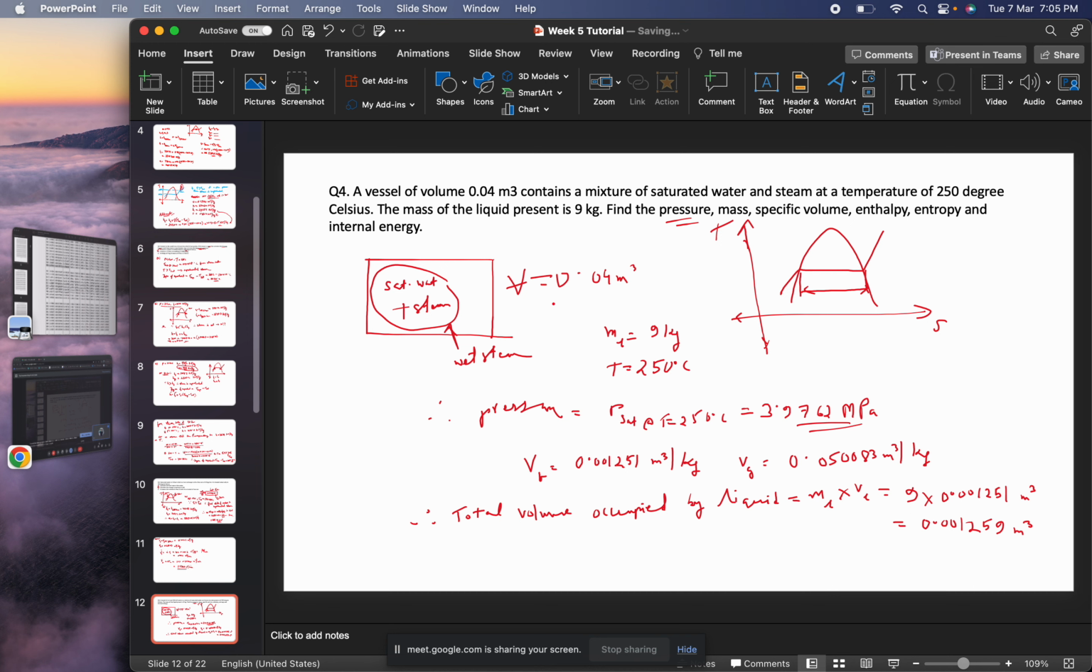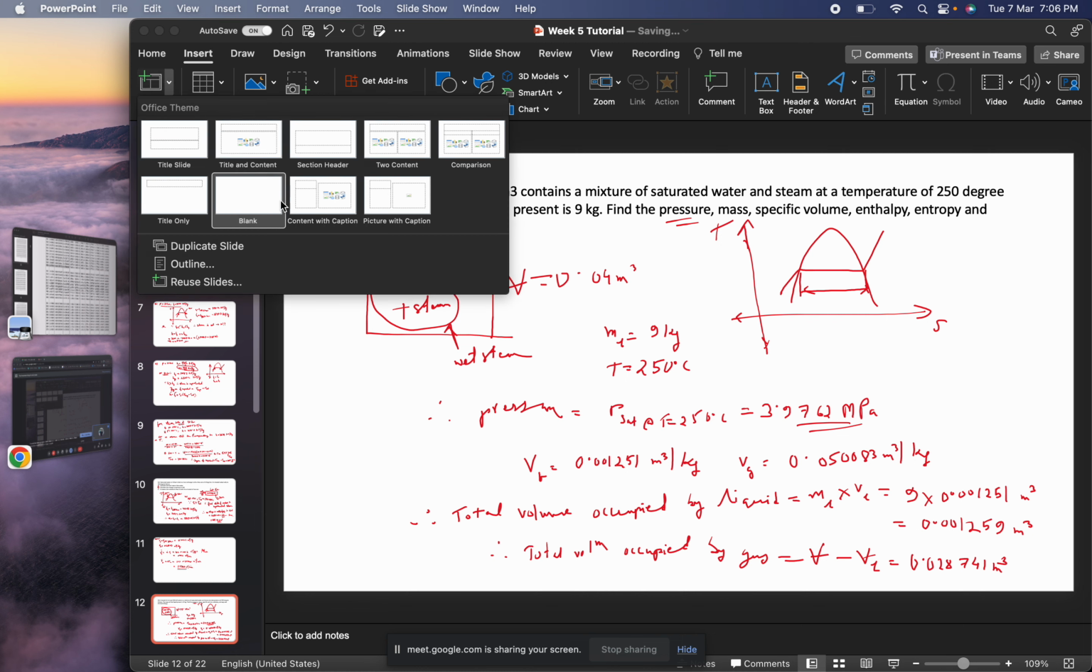Now total volume of the vessel we know, 0.04. Therefore total volume occupied by gas, or that is steam, is what? V total minus V liquid. Yes or no? So that will be 0.02871 meter cube. So this is the total volume occupied by the gaseous steam.